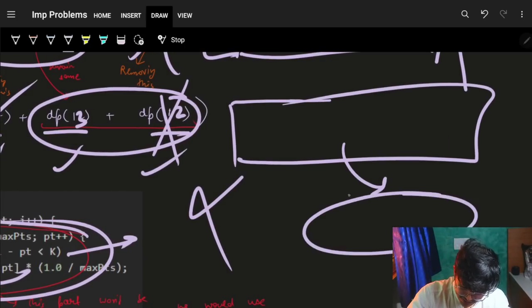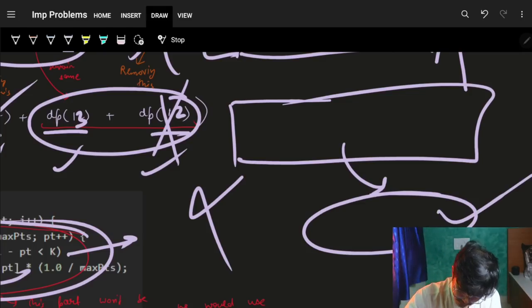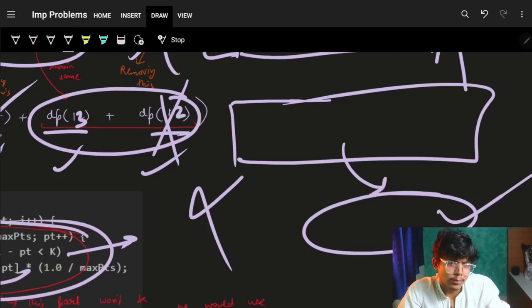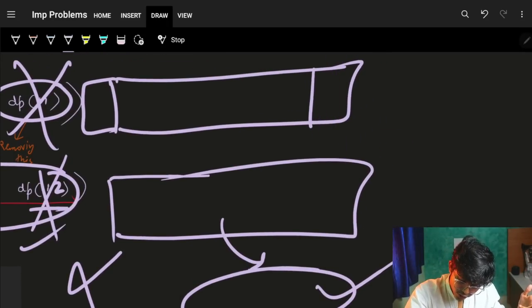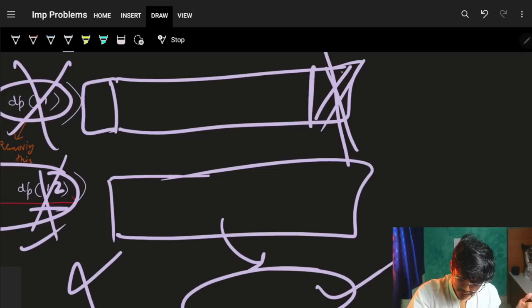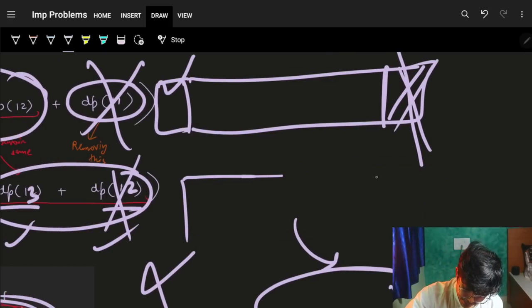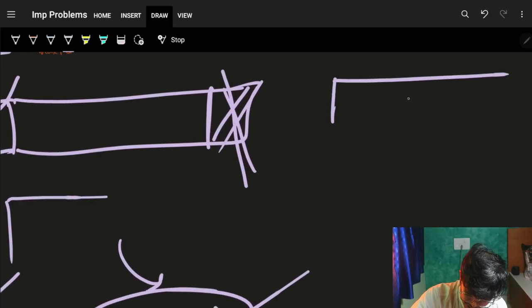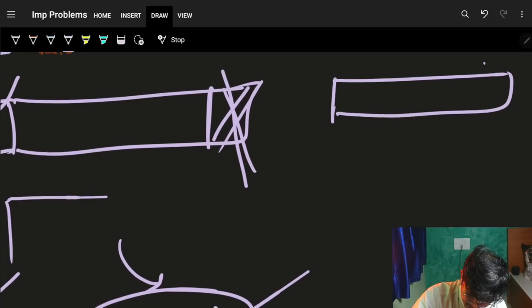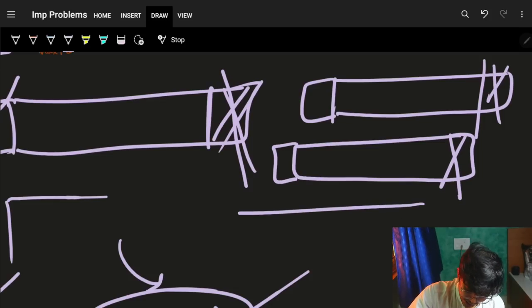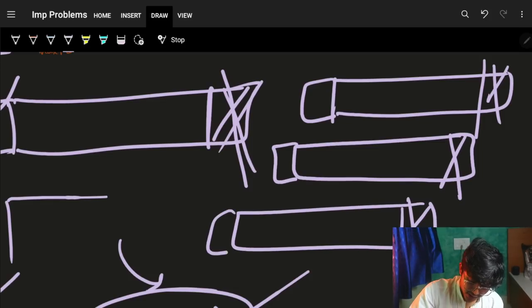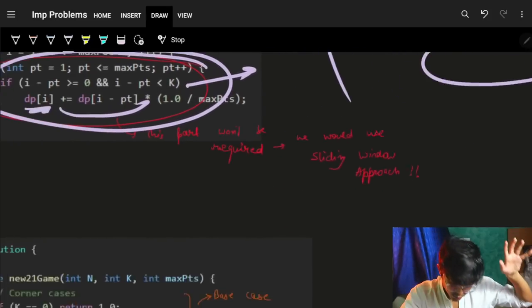Okay, what is a sliding window sum? I can keep a window sum and update it accordingly at every step. I just remove the last value which was there and add the new upcoming value. Then in the next step, I again remove this and add another value, and again remove this and add another value. That is how the sliding window approach works.